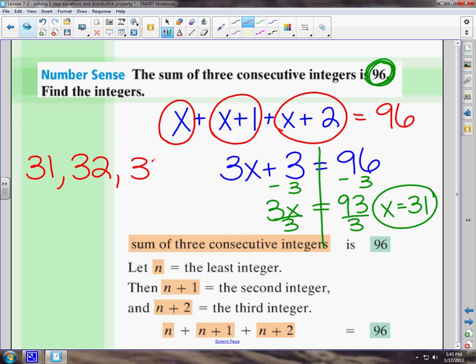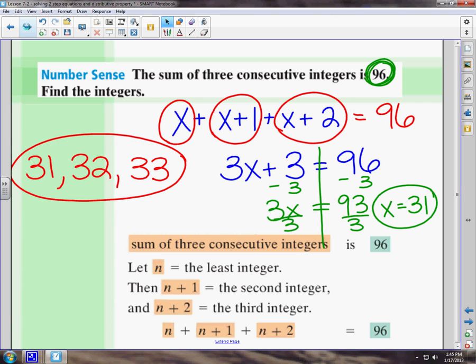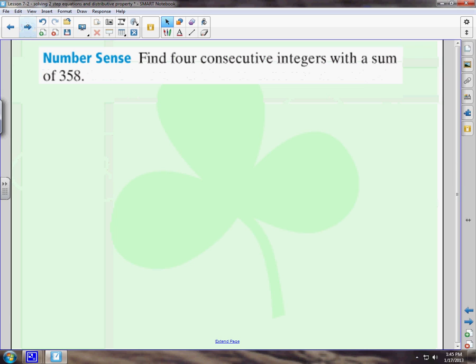32, and 33. Now add them up. 31 plus 32 is 63, plus 33 is 96. So I have three consecutive integers that add up to 96. Kind of like a fun math trick. So find four consecutive integers with the sum of 358. Try this problem, push pause, and then we will go over it.